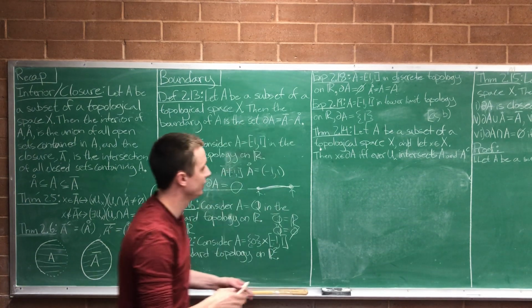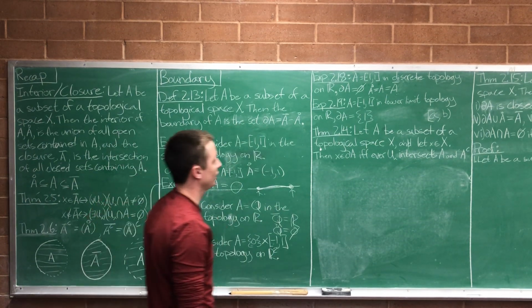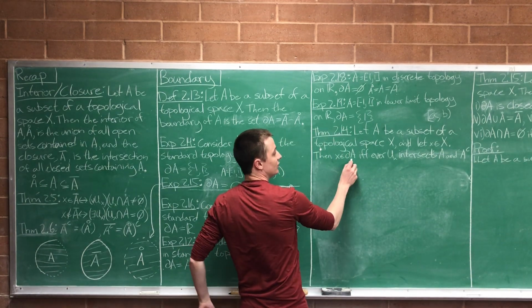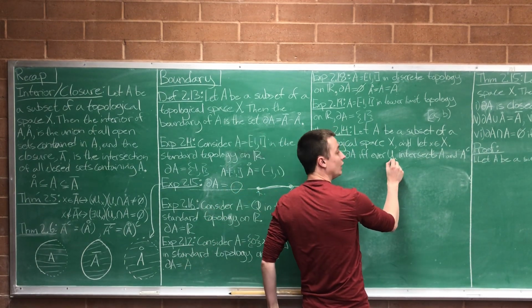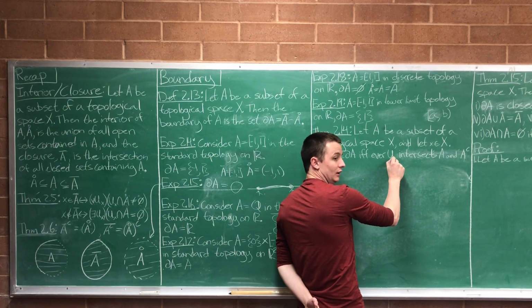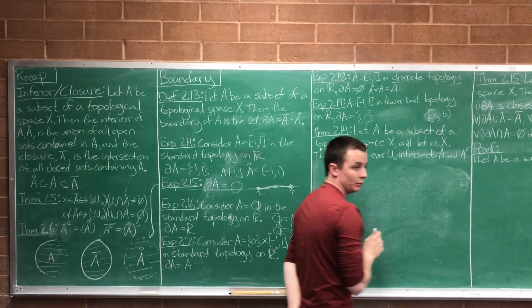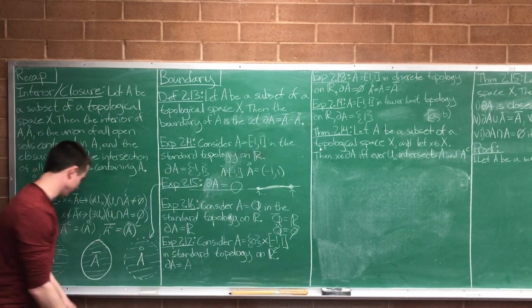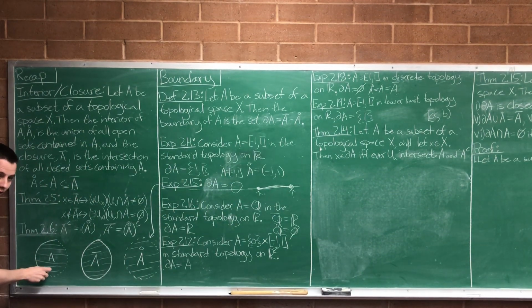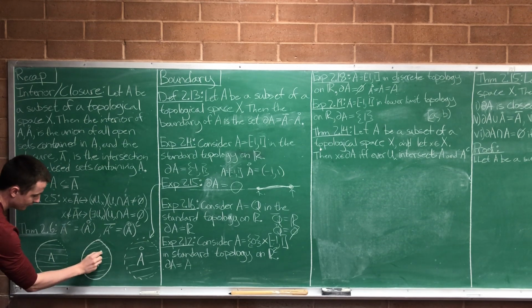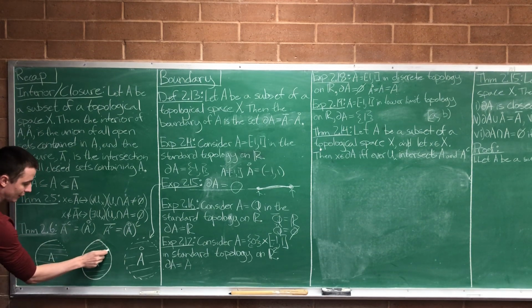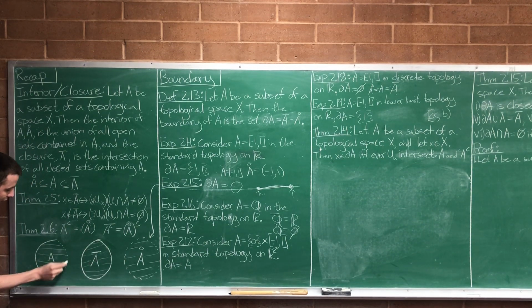Okay, and then theorem. Let A be a subset of a topological space X, and let little x be any point in X. Then x is in the boundary if and only if every open set containing x intersects both A and A's complement. So let's get a picture of that real quick. Here's A, here's A's closure, and we're talking about the boundary. Pick any point in A's boundary.